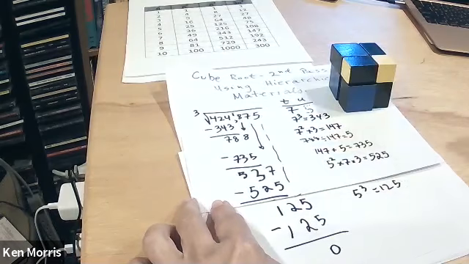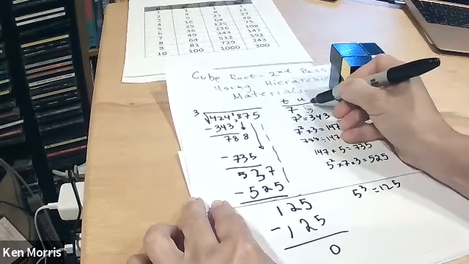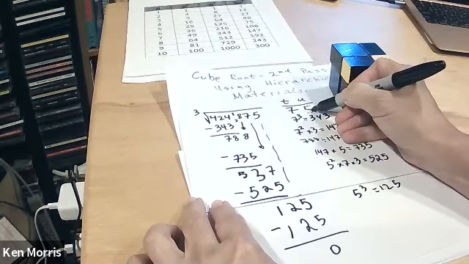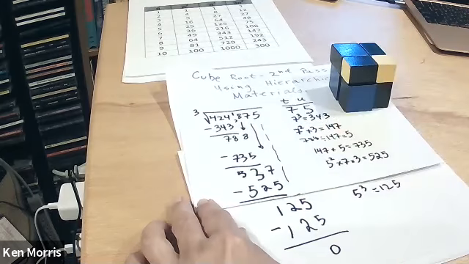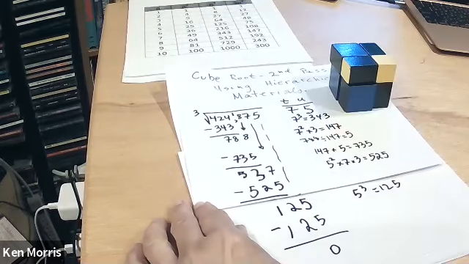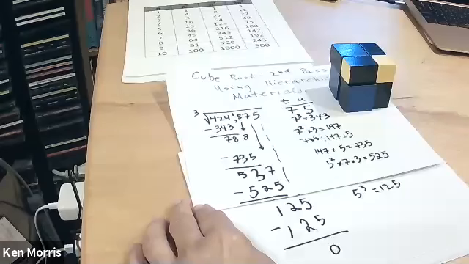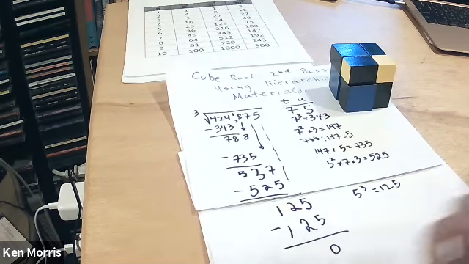So again, we can now fill in the 5 because we know it's true. So the cube root of 424,875 equals 75, and there is no remainder.